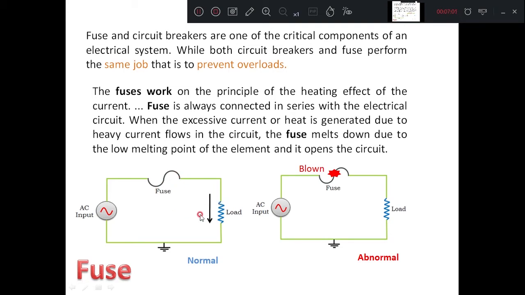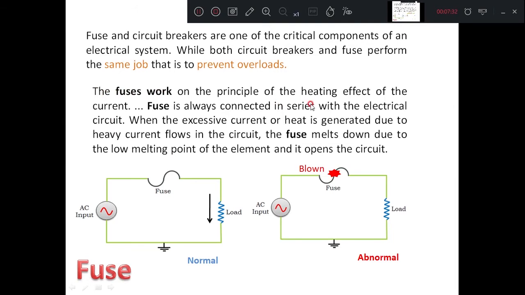If the current exceeds the rated current, then what happens? Because of the heavy current, heat is produced. Because of the heat produced, there is a blowing up of the fuse. Because of that there is a disconnection of the supply to the load, so that you can protect the load against the high current. That is the fundamental principle on which the fuse works.